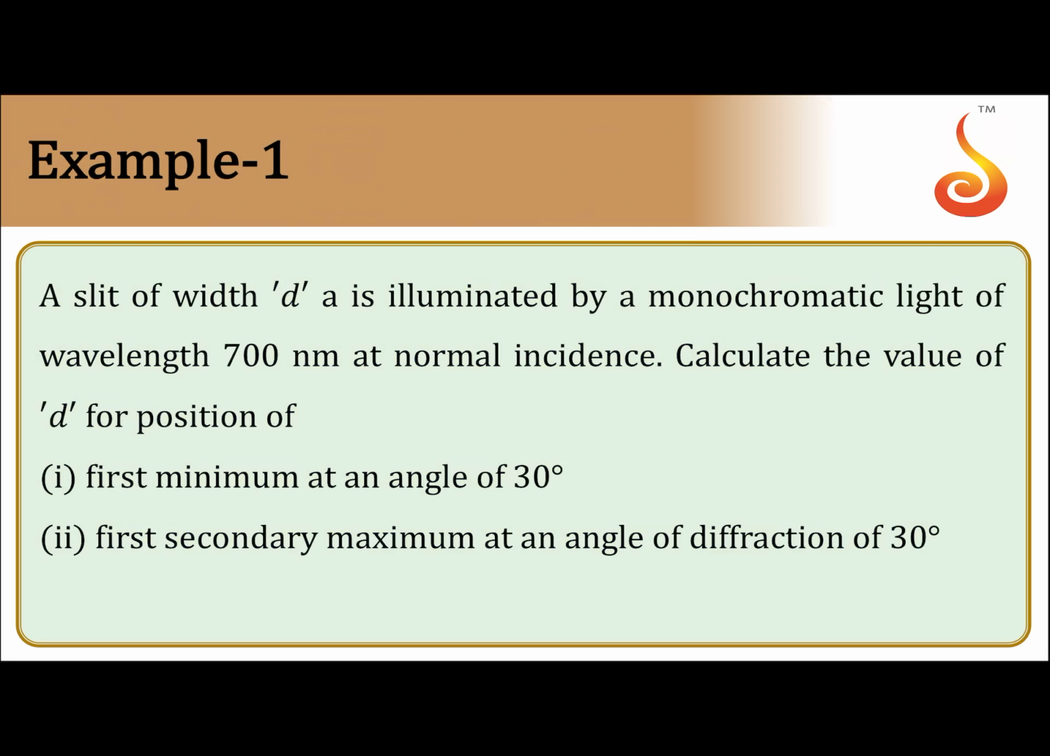So first problem, a slit of width d is illuminated by a monochromatic light of wavelength 700 nanometer at normal incidence. Calculate the value of d for the position of first minimum at 30 degree angle, and first secondary maximum at 30 degree angle. So there are two different cases. What should be the value of d for each case?